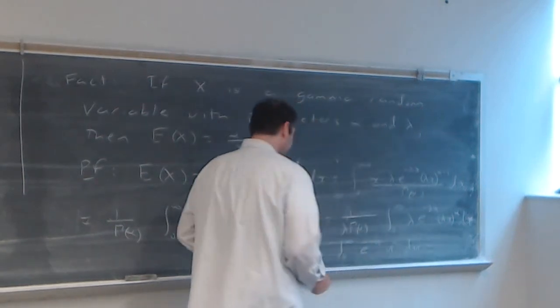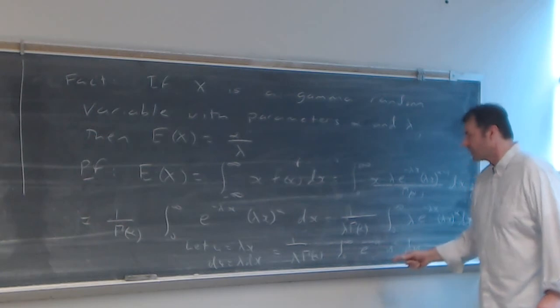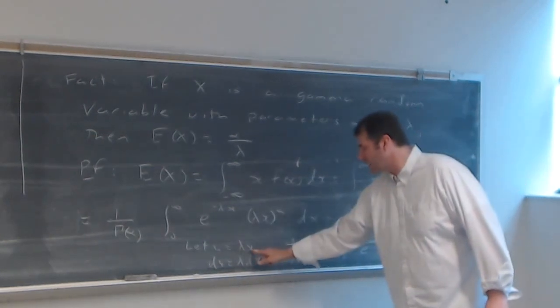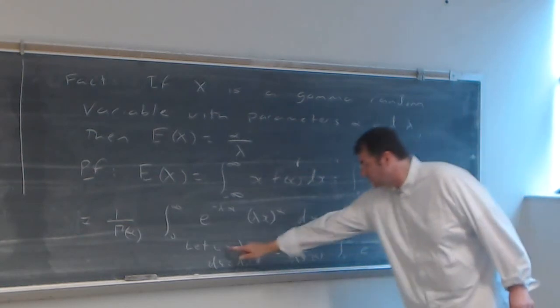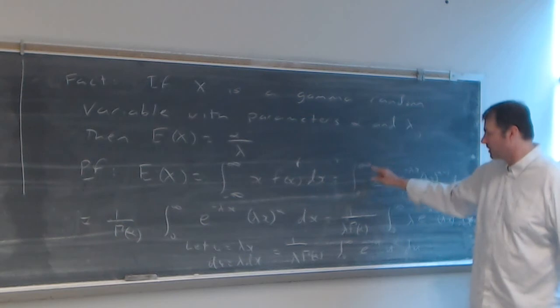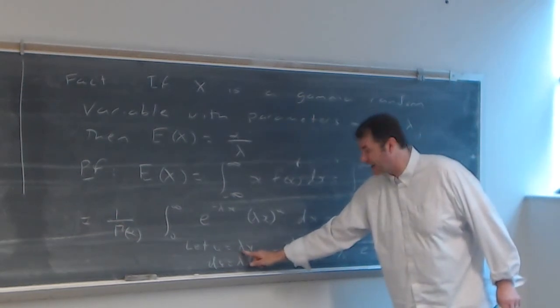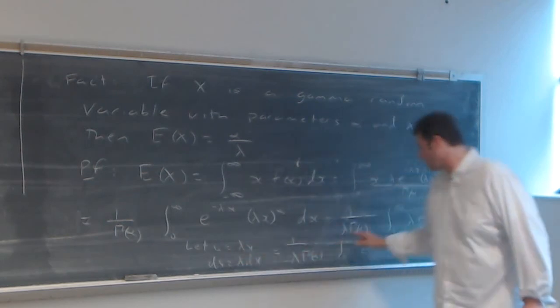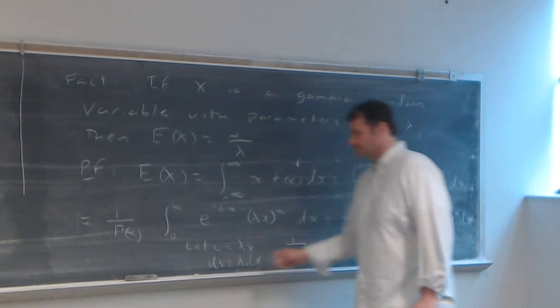And one thing, these limits right here are for the x values, but with lambda being positive, if x starts at 0, then u is going to start at 0. This is really for u values. And if x gets really, really huge, and you multiply by lambda, that still gets really, really huge, and so u will go to infinity. So these limits of integration are for u as well.